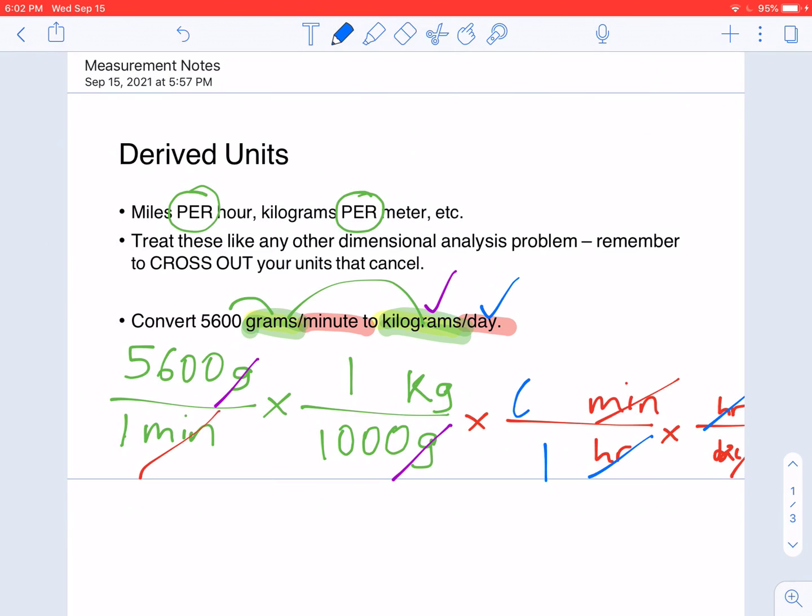I know that 1 hour is 60 minutes, and I know that 1 day has 24 hours. So when I do this, I have 5,600 and then divided by 1, which you have probably figured out you don't really need to divide and multiply by 1s here. So I'm going to do times 1 divided by 1,000 times 60 times 24. My answer before sig figs is 8,064.